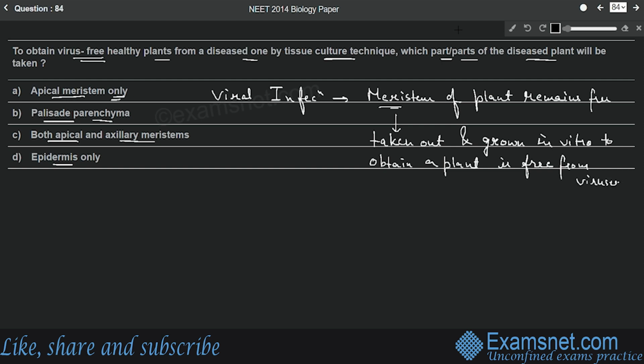So which part is taken out? Meristem. Meristem means both axillary as well as apical meristem. Overall meristem can be taken out. So option C will be the correct answer.